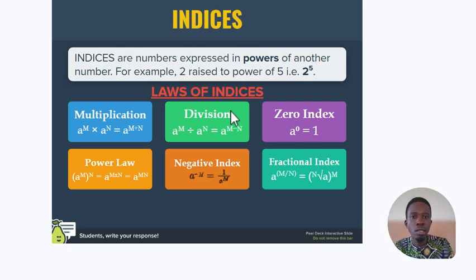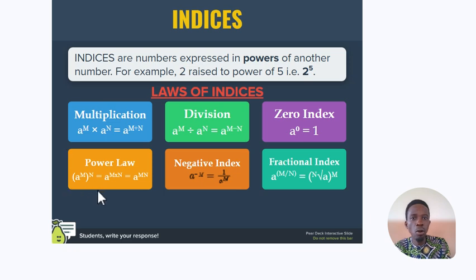Now, the zero index, zero power, when it is raised to power 0. Like a raised to power 0 is 1. Any number or letter raised to power 0 is equal to 1. So that's why a raised to power 0 is equal to 1. Even if it is 1,000,000 raised to power 0, it is still 1. Am I clear on that one? All right, let's move on.